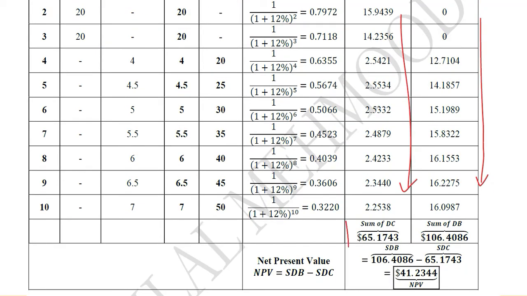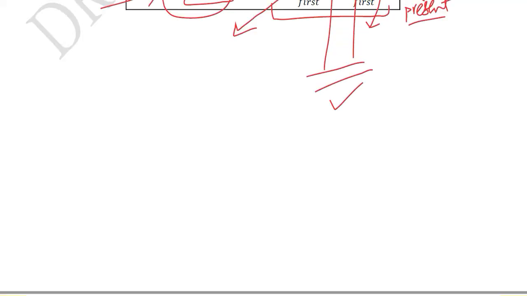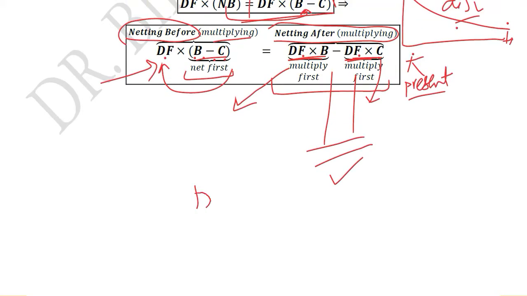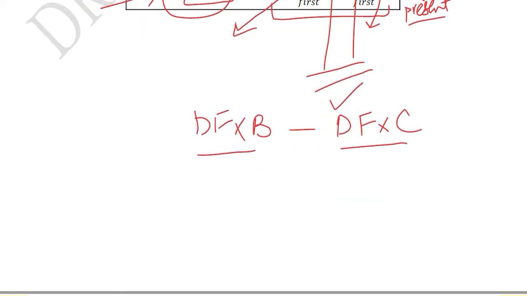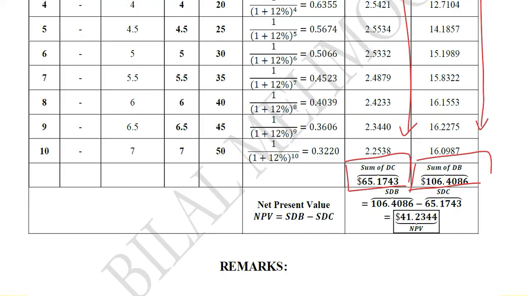This is the value which can be called the sum of discounted costs, and this is the sum of discounted benefits. Now, going back to the formula: discounting factor into B, take the difference of it from the product of DF, that is discounting factor into C. These are the two columns that I have summed vertically, and now I will take their difference as mentioned in the formula.